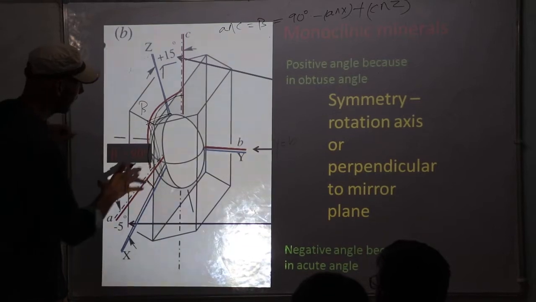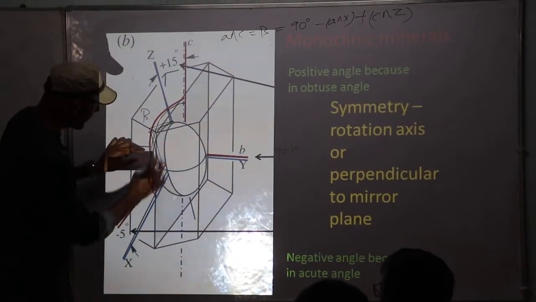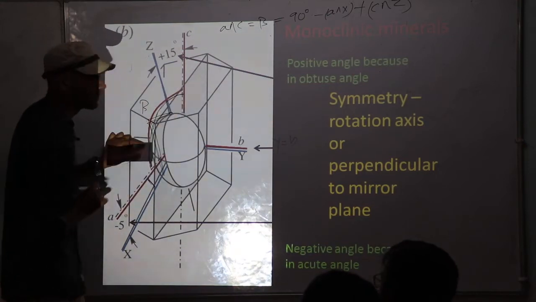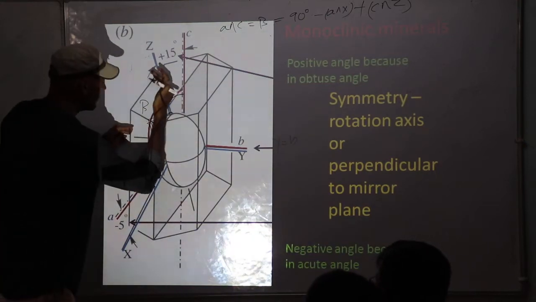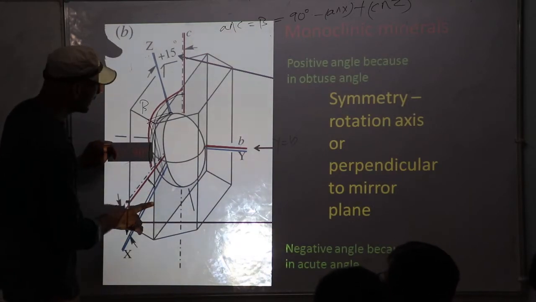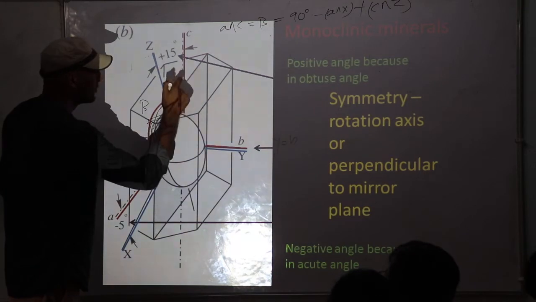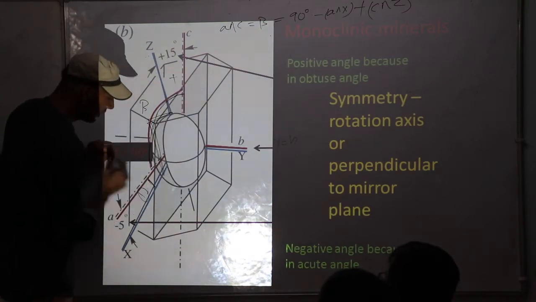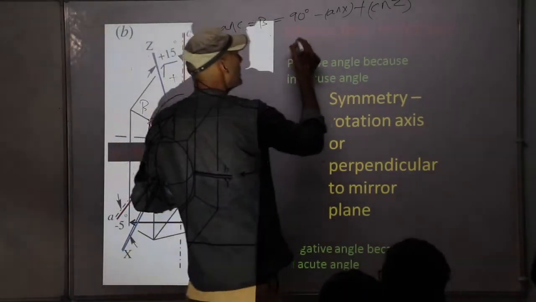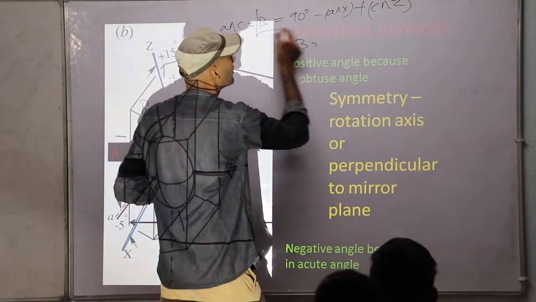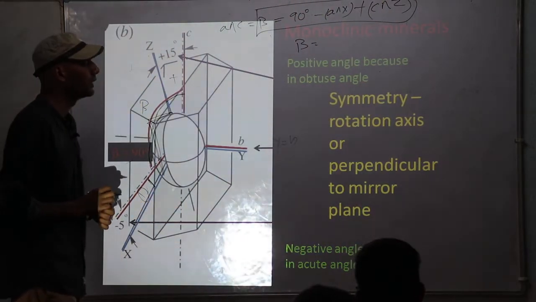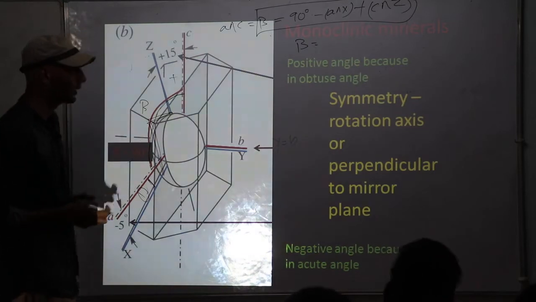So how to define the relation? Beta will be equal to 90 minus this much plus this much. Because from here to here, that is 90, but this is not included in beta. Okay, and this is included in beta. So it should be minus and plus to define beta. So the optic orientation is beta is equal to this one. This one is the optic orientation of this diagram.